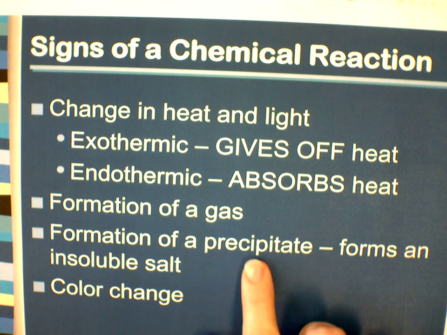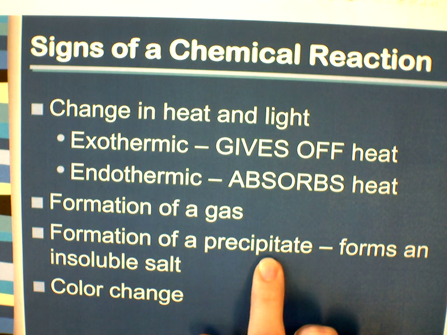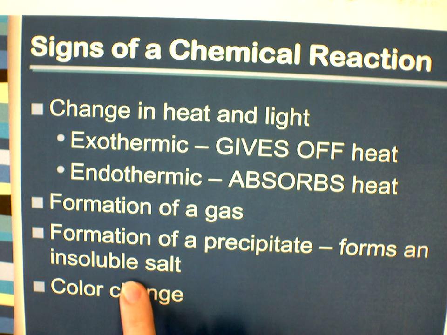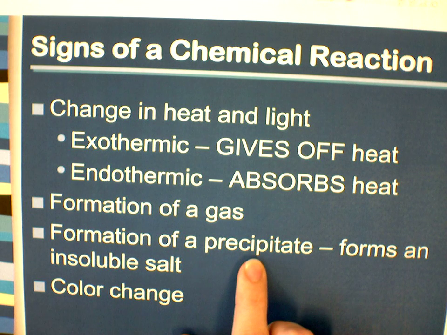Next one, formation of a precipitate. This is the first time we're hearing this word. Precipitate is when a solid is forming out of a solution. So if you have two aqueous solutions, that means all the solutes are dissolved, and you mix them together. Sometimes a solid will form. That solid is essentially an insoluble salt. It does not dissolve in the solvent, the water, and that precipitate is a new substance, different from the initial reactants. Okay.